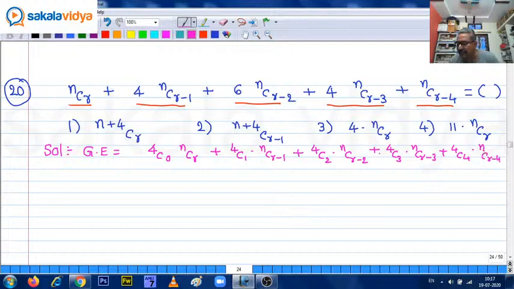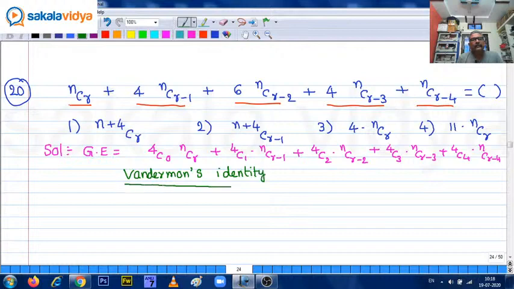Very interesting factor we shall get. So what is the interesting factor? Actually see, 4C0 nCr plus 4C1 nCr minus 1 plus 4C2 nCr minus 2 plus 4C3 nCr minus 3 plus 4C4 nCr minus 4. Here we have one wonderful identity, that is called Vandermonde's identity. What does Vandermonde's identity state?